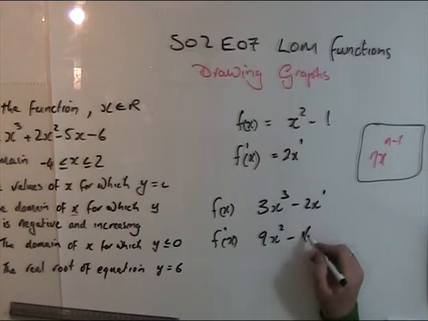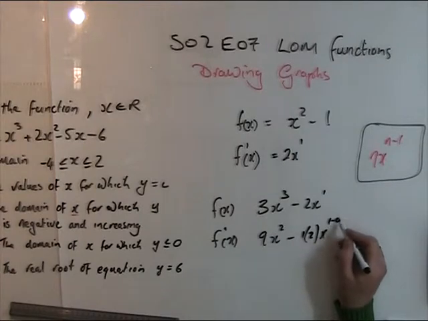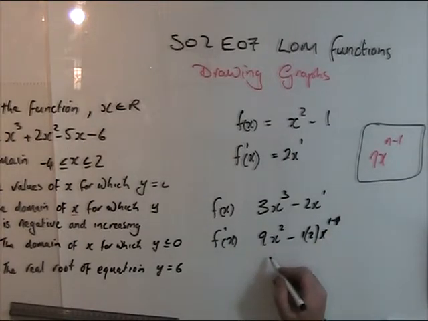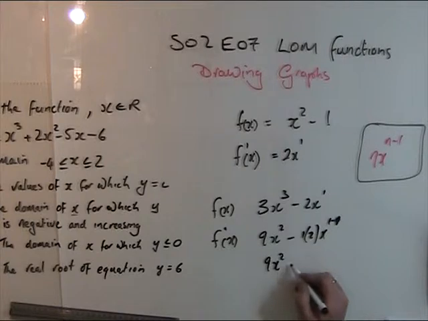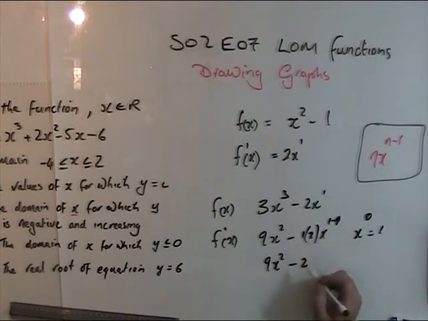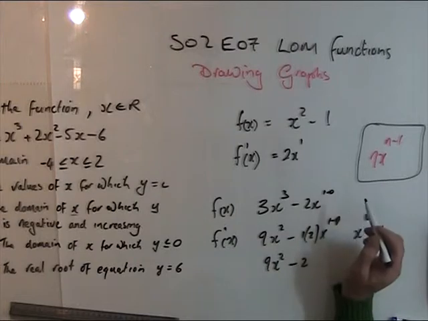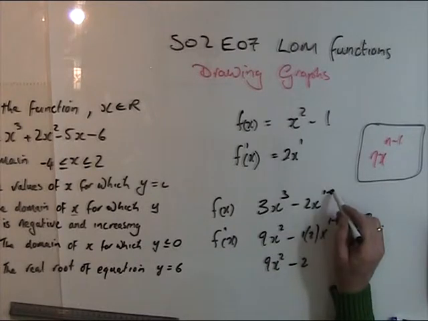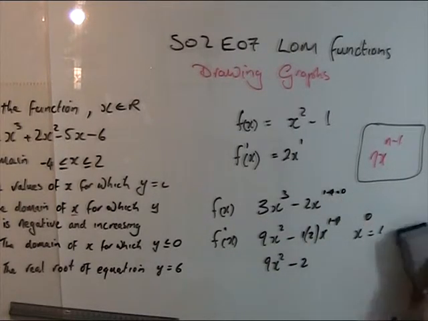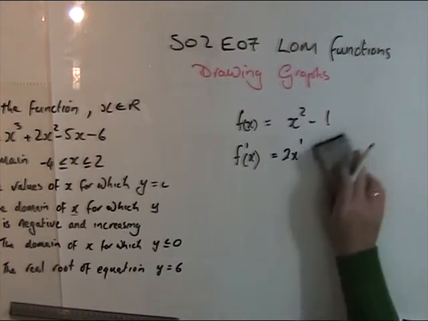1 by minus 2, or 1 by 2, times x to the power of 1 minus 1. 1 minus 1 is 0. So you're left with 9x squared minus 2, because anything to the power of 0 is equal to 1, 2 times 1. Okay, so you're multiplying 1 by 2 and reducing the power by 1, which is equal to 0. So that's the calculus thing over.